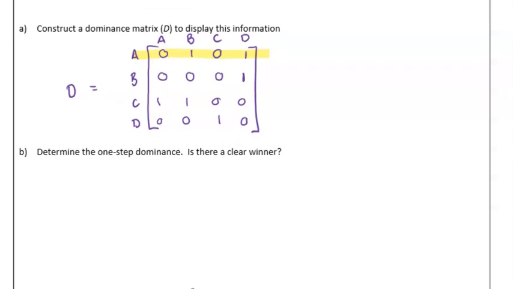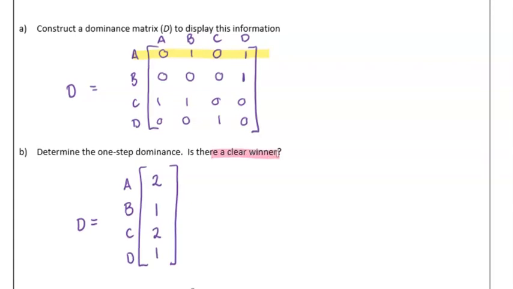So what we need to do here, this is where we would bring in those row totals. Our one-step dominance means that I'm going to add just the rows and create a column matrix. So if I add the values in the row for A, you can see they've had 2 wins. So we would put a 2 here in row 1, column 1. Team B had just the 1 win, so adding up across row B, we get a 1. Row C, we get 2 wins. And row D, 1 win as well. So is there a clear winner at this stage? We can say no, there is no clear winner, as we have both team A and team C on equal wins, equal amount of points.